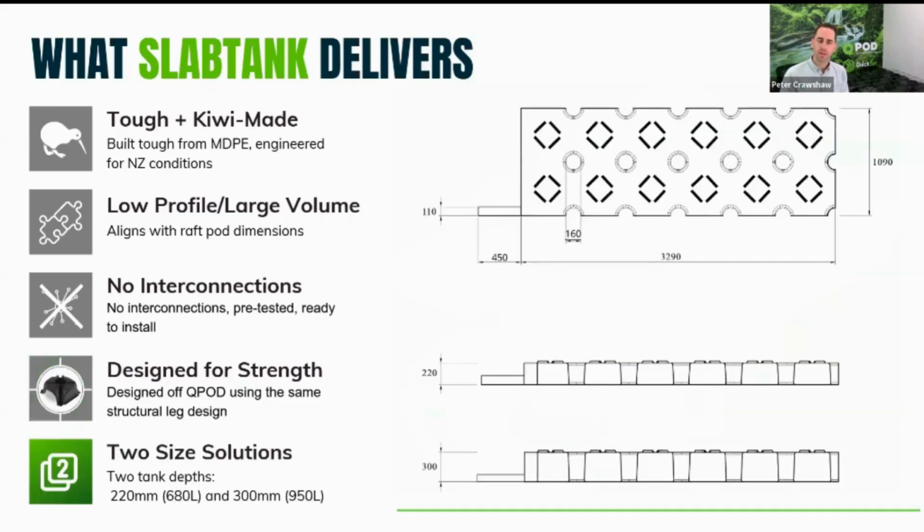The dimensions: we've got two sizes that we've taken to market. That's the 300 high and the 220 high, delivering 680 litres and 950 litres respectively. The top-down dimensions are equal for them both, 3.3 by 1.1 wide, basically. So they fit in sequence, much the same dimension structure as your pod floors.